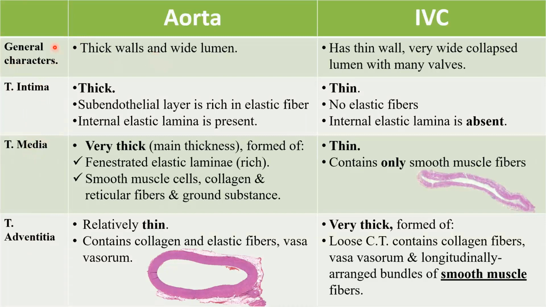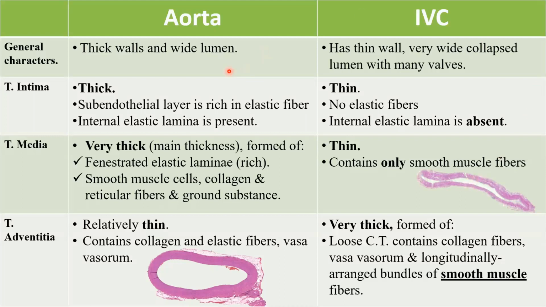Let's start with the first point, general characters. The aorta as a large artery is characterized by having a thick wall and wide lumen. On the other hand, the IVC as a large vein has a thin wall and a wide but collapsed lumen. Collapsed means it is not wide as we see here. It is a diminished or narrower lumen, and the vessel is collapsed, needing to be closed. And this vessel's lumen has many valves controlling the passage of blood inside.